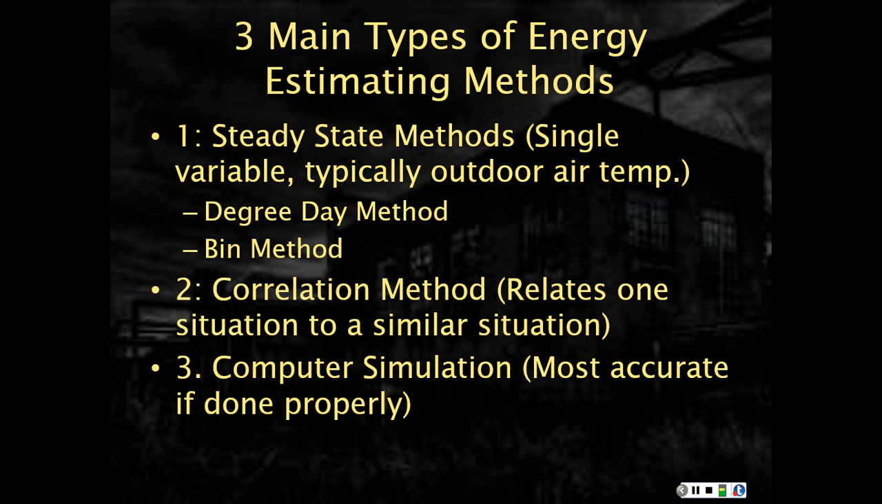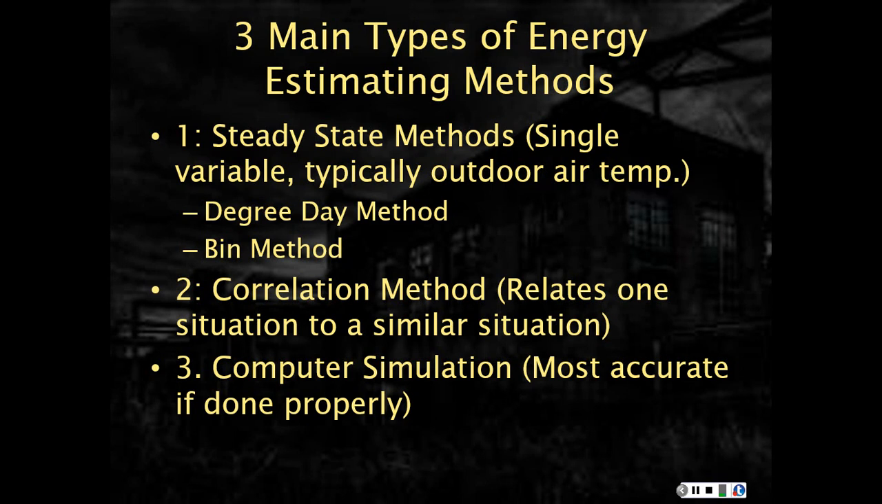The second category of energy estimating is known as a correlation method. A correlation method relates one situation to a similar situation, and we'll get into that more shortly.